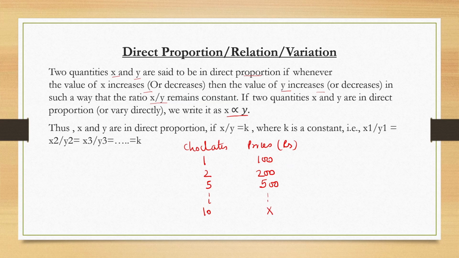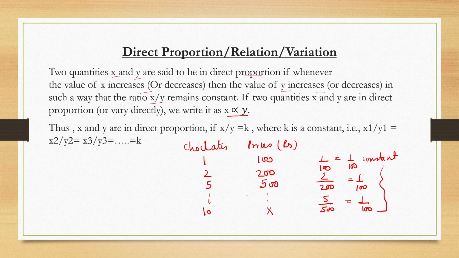Now if we do x upon y, 1 upon 100 is a constant for each chocolate quantity and the price. If you see, 2 upon 200 is 1 upon 100, 5 upon 500 equals 1 upon 100. So all these values are constant.